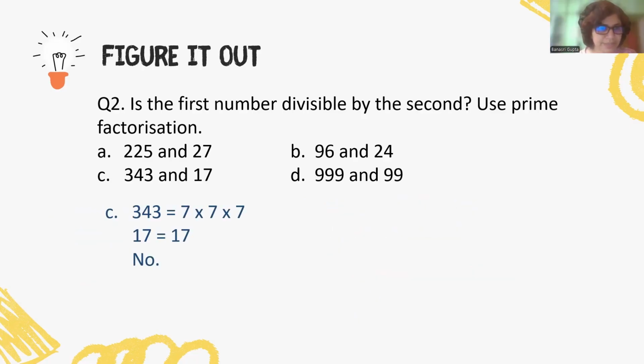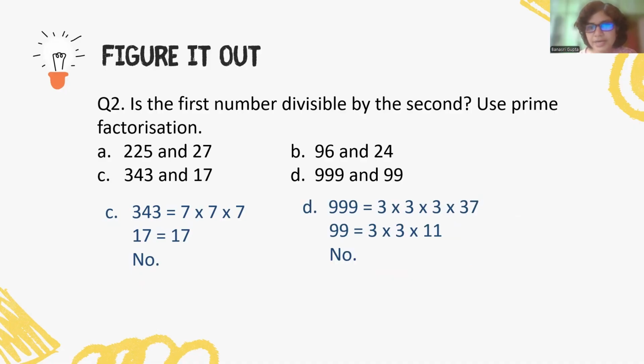So let's see the C part. 343 is again 7 cube and 17 is a prime number. So the prime factorization of 17 is only 17. So it's not included. So 343 is not divisible by 17. Next, 999 and 99. 999 is 3 into 3 into 3 into 37, and 99 is 3 into 3 into 11. So we see that all the factors of 99 are not included in the factors of 999. So 999 is not divisible by 99.